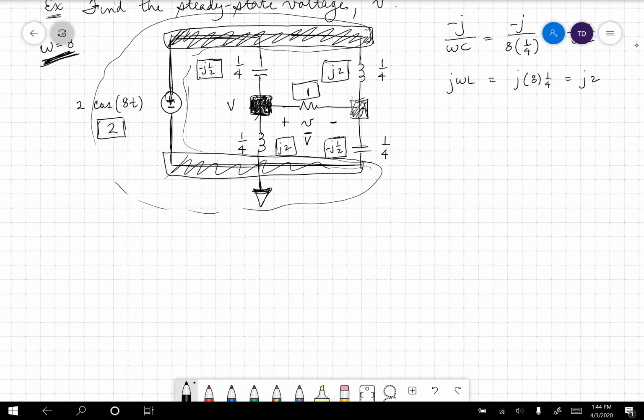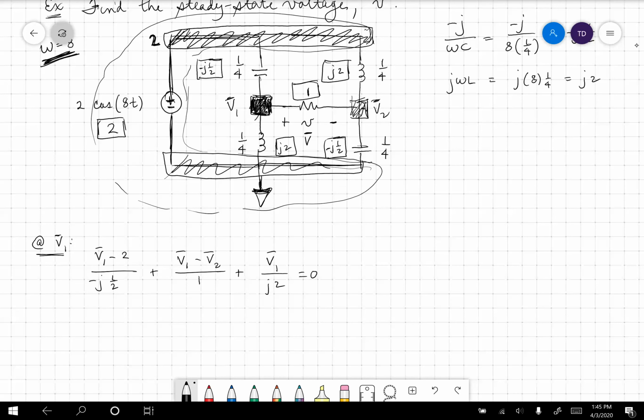So if I do that, I'm going to call this V1. I'm going to call this V2. And I'm going to call this up top, obviously, 2. Everybody see that? Ground at the bottom, 2 at the top. At V1, I have V1 minus 2 divided by minus J 1/2. I'm going to tell you what's really cool about that in a moment. Plus V1 minus V2 divided by 1. That's awesome. Thank you for the nice numbers. Plus V1 over J2 is equal to 0.